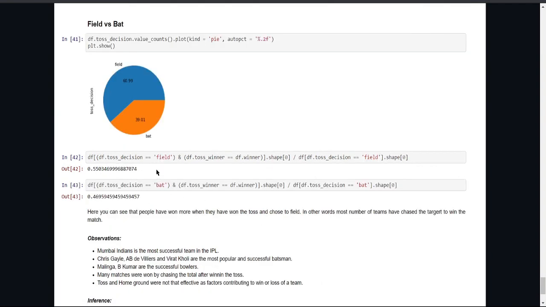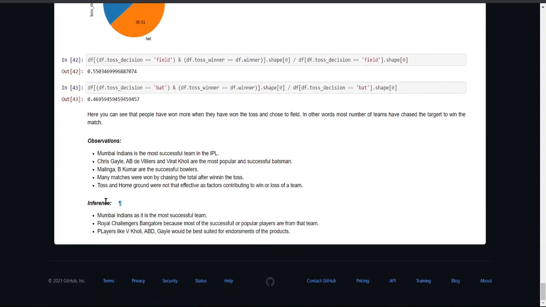Here you can see that the ones which have won the toss and chose to field have won 55%, and the ones who have won the toss and chose to bat have won 46%. So the observation here is that Mumbai Indians is the most successful team. Gayle, AB de Villiers and Virat Kohli are the most popular and successful batsmen. Malinga, Bhuvneshwar Kumar are the successful bowlers. Many matches were won by chasing the total after winning the toss. Toss and home ground were not that effective as factors contributing to win or loss of a team.